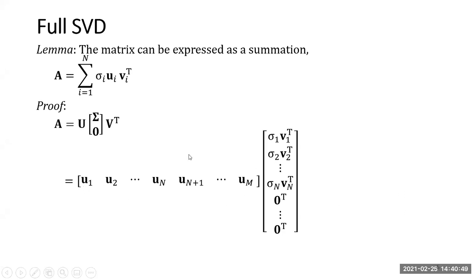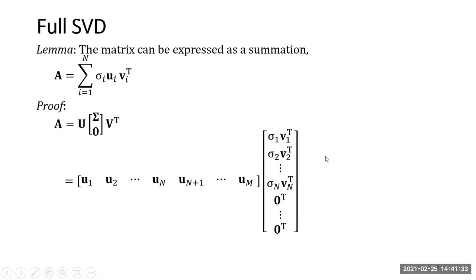Now I multiply this with this. What do I get? Sigma 1 is a scalar, U1, sigma 1, V1 transpose, correct? Plus U2, sigma 2, V2 transpose, plus U3, sigma 3, V3 transpose, plus dot, dot, dot, until UN, sigma n, Vn transpose. And then all these column vectors, UN plus 1 through UM, will be multiplied by all zeros. Okay, so I'll end up with sigma 1, sigma 2, these are all scalars, so I can bring them to the left of each factor.